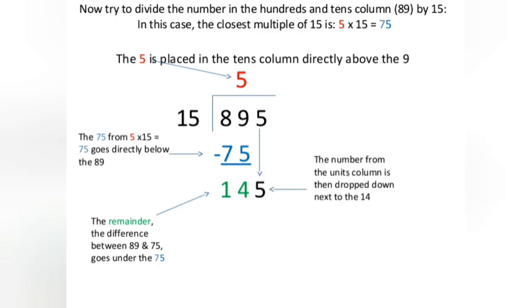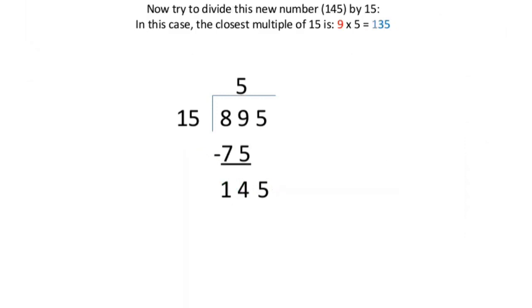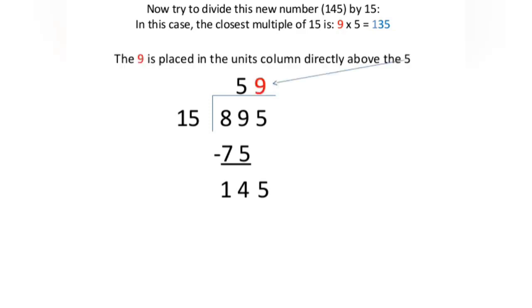The next step is we have to bring 5 down next to 14. When we bring 5 next to 14, we get a new number, that is 145. Now the next step is to divide this new number, 145, by 15. In this case, the closest multiple of 15 is 135. That means 15 multiplied by 9 is equal to 135. 9 is placed in the units column directly above 5, that means in the quotient's place. So, 15 multiplied by 9, we get 135.